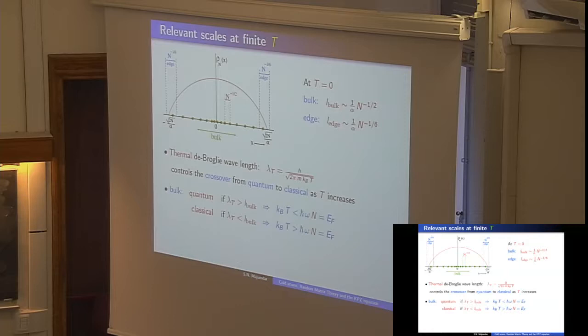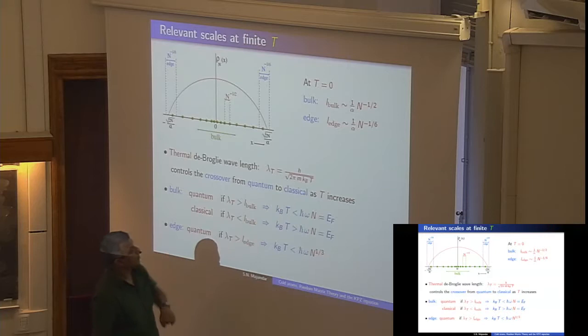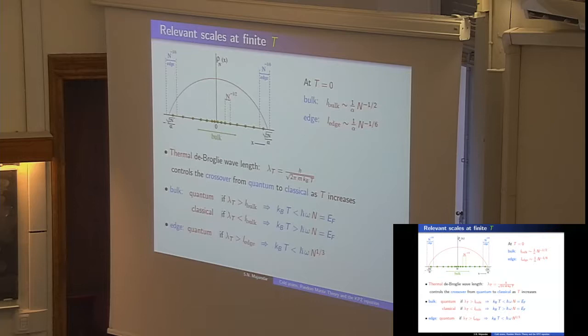Okay? Now, if we do the same thing in the bulk, in the edge, okay? So you see, this will be quantum if, again, the thermal de Broglie wavelength associated with these particles is bigger than L_edge, L_edge being n to the power minus 1/6. So this automatically gives you a temperature scale at the edge, which is n to the power 1/3, much smaller than the Fermi energy. Okay? So that means I will start seeing some effect when the temperature crosses this value, n to the power 1/3. So basically what happens is that you increase the temperature, and unless you hit n to the power 1/3, nothing much happens.